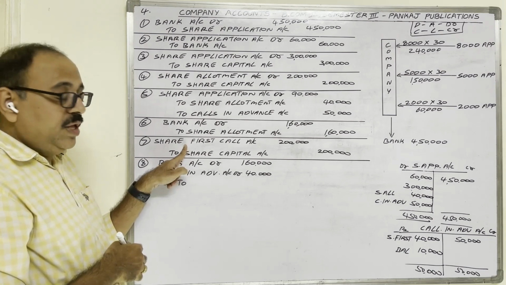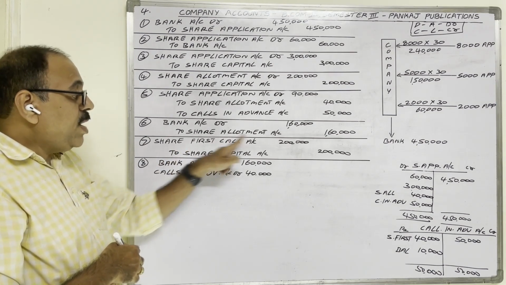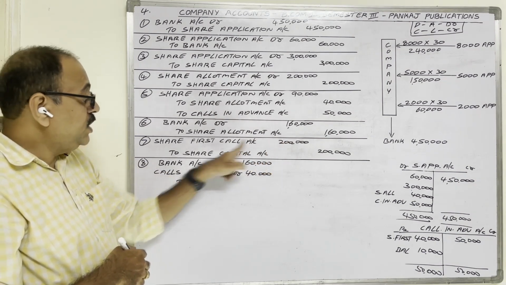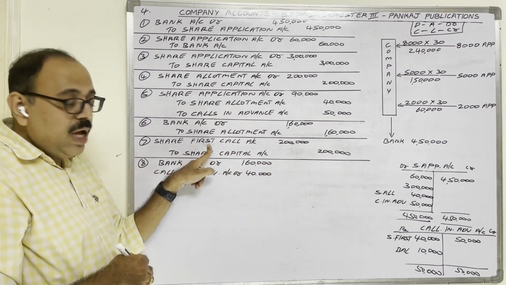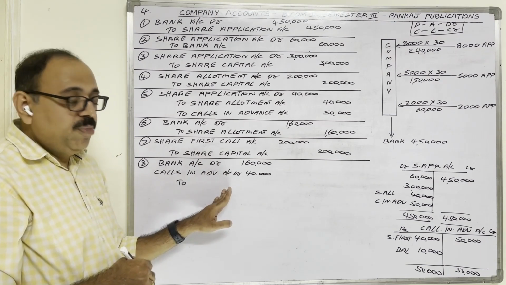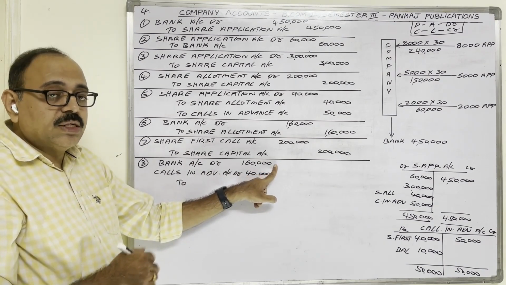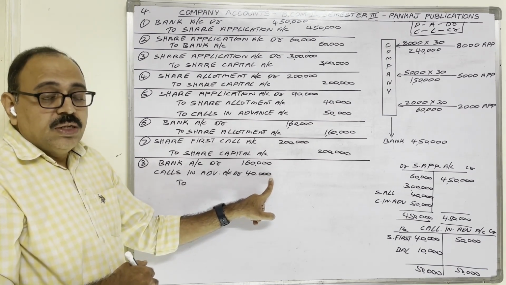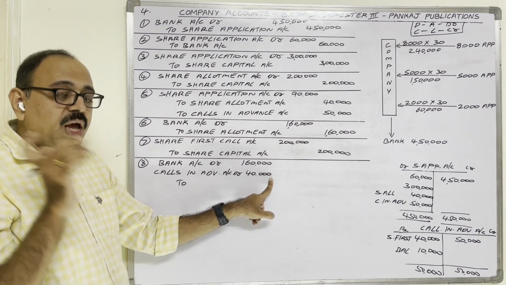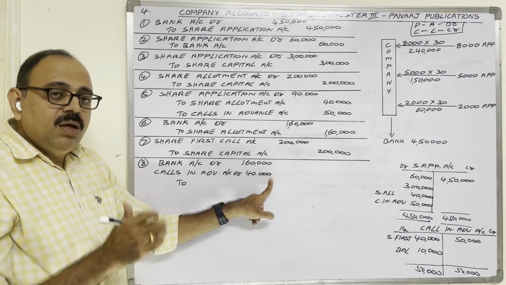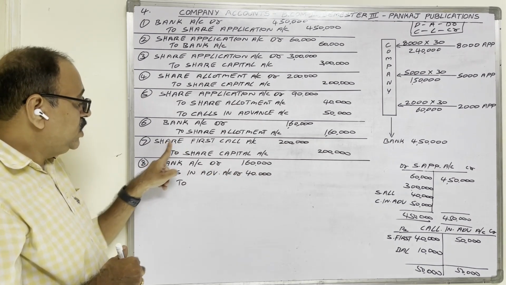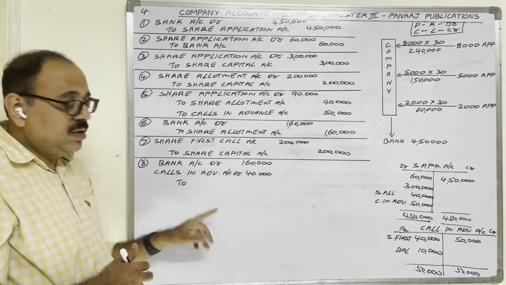In the seventh entry, we wrote that from applicants we should receive 2 lakh rupees. For 2 lakh rupees, applicants are debtors. Now they are not debtors, because first category applicants paid the first call money, and second category applicants, from the excess amount we have adjusted, meaning they also paid. Now they are not debtors, which means we have to cancel this share first call account.